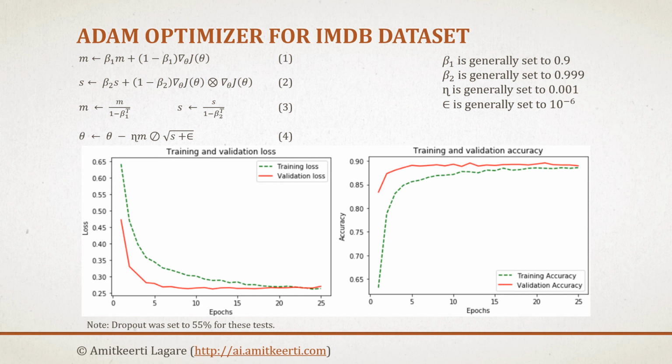When ADAM optimization was applied on IMDB dataset, the dropout had to be increased to 55% to avoid overfitting. The results are not dramatically different from RMS prop. The advantage was seen in the convergence of results between training and validation set. Both the loss and accuracy converged towards the 25th epoch. Hence, among all optimizers, ADAM optimizer is the best suited optimizer for IMDB dataset.